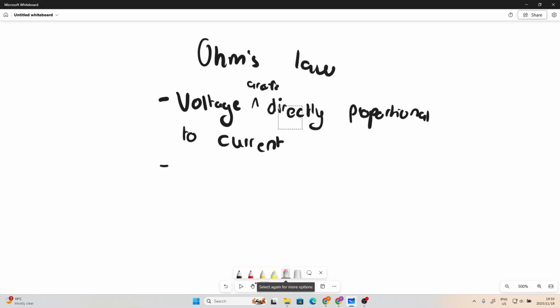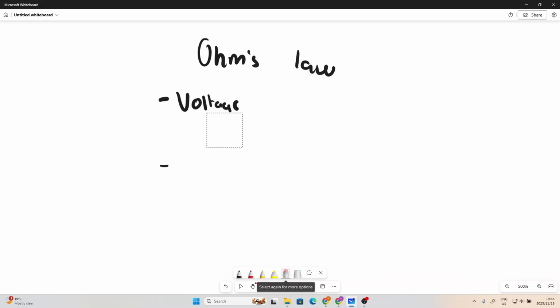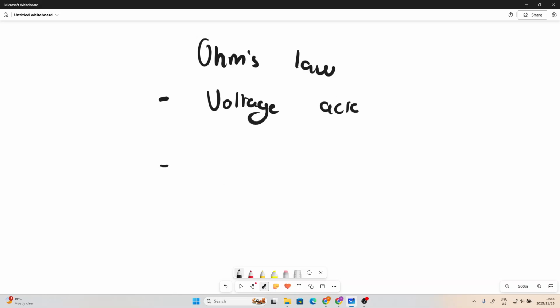Okay, let me redo this rather. Let me say it properly, unlike Sam. One word, current. Okay, let me word it like this rather. The voltage across two points in a circuit is directly proportional.